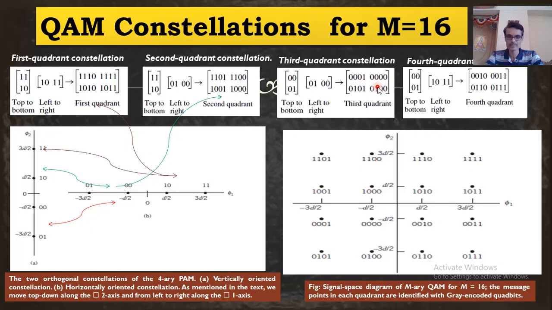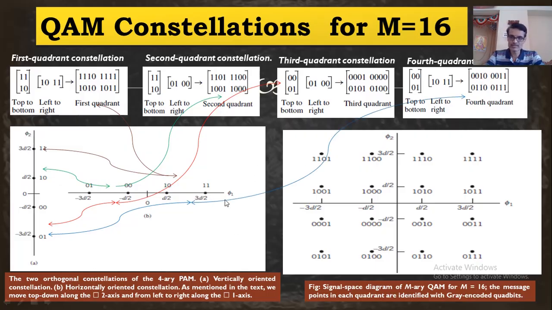The third quadrant in my constellation diagram for M equal to 16. The last case, this is the answer. Now the last case, multiplying this with this. So that is 00, 01 multiplied with 10, 11. It's a Cartesian product, it will be this. I get the values for the fourth quadrant. This is what I'll get.